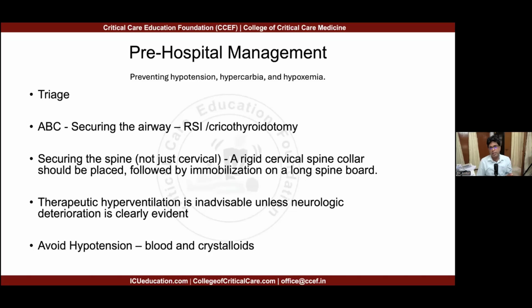You intubate the patient and send. Securing the airway is something which will take care of your oxygenation. It takes care of the carbon dioxide and prevents further permanent brain damage.